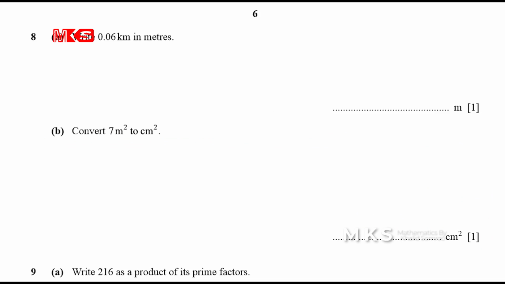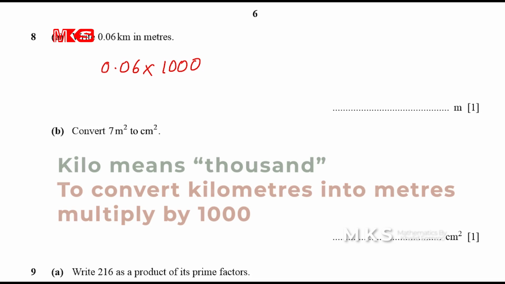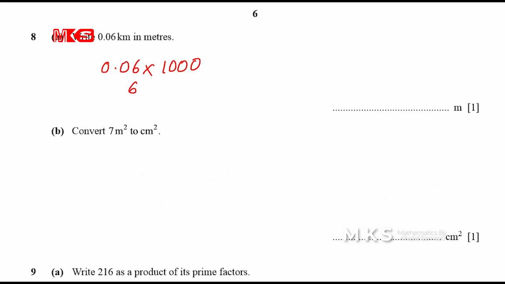Question number 8, unit conversion. In this case, part A, 0.06 kilometers. We have to convert kilometers into meters, so we multiply by 1000. In 1 kilometer there are 1000 meters, so whenever we have to convert kilometers into meters, we multiply by 1000. 0.06 means 6 over 100 multiplied by 1000, so 2 zeros cancel. So we have 60 meters.